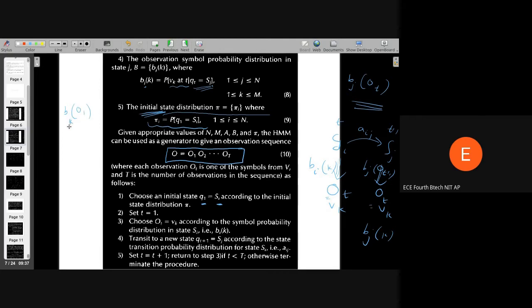we have Bi. The state is i. So what is the observation O1? We denote it by Bi of K if O1 equals K. Then we go to a new state from Q1 to Q2. Then we have another probability of an observation being generated from that state. And like this it continues till we reach all observations.